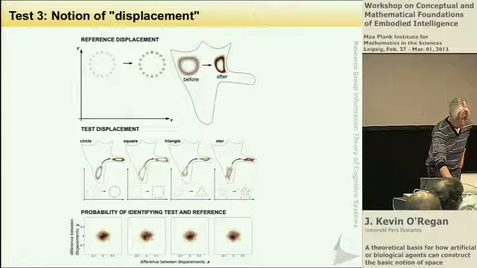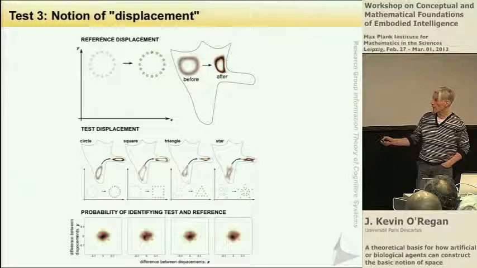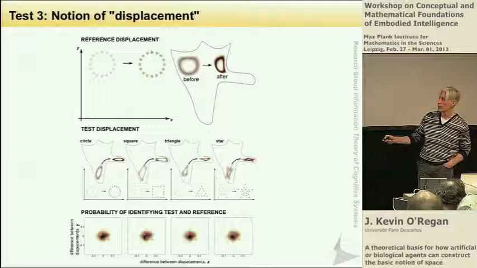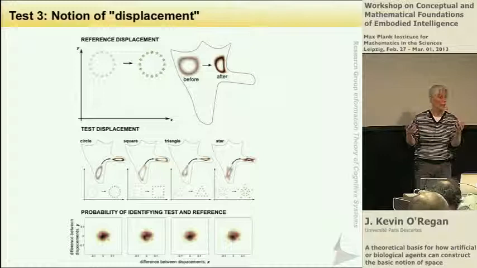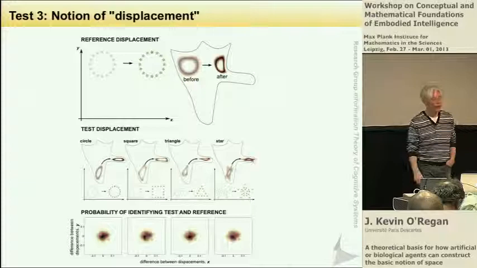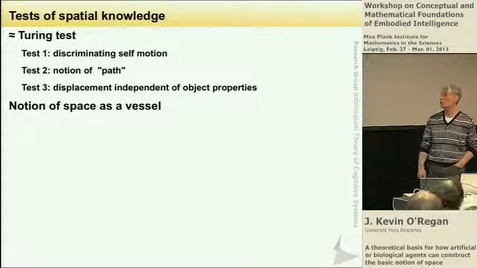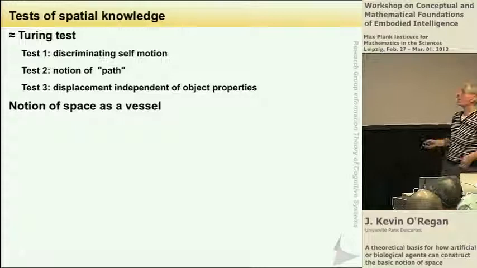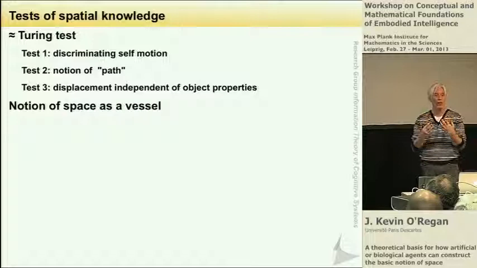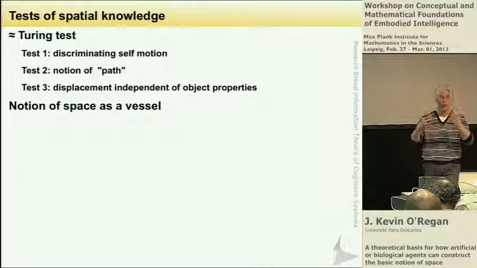And what we find in results, again, is that despite the large distortions and differences in the sensory input, which would completely confound any method that was based on the metric of the sensor space, the agent is able to perfectly judge the displacement. Okay, so the three tests of spatial knowledge that I think the agent has passed with flying colors here seem to all participate in what I would say the notion of space as a vessel where objects and the agent are independently located and have notions of location with respect to each other.